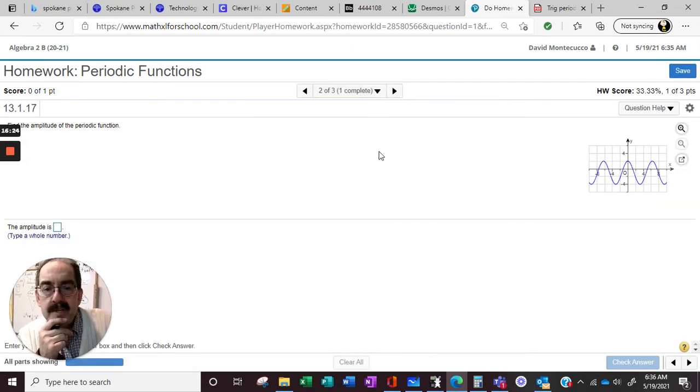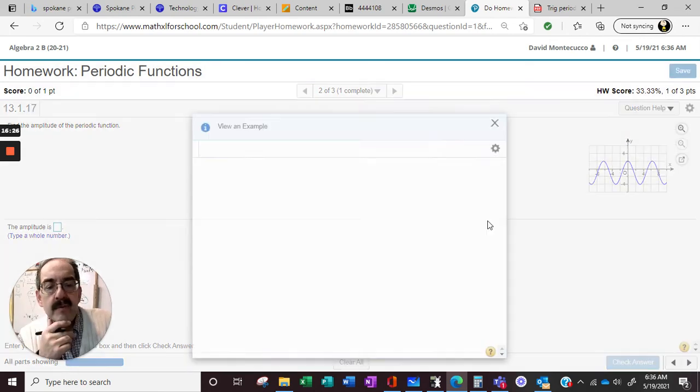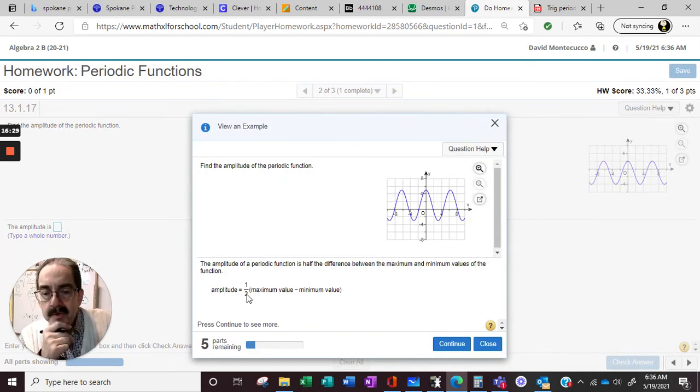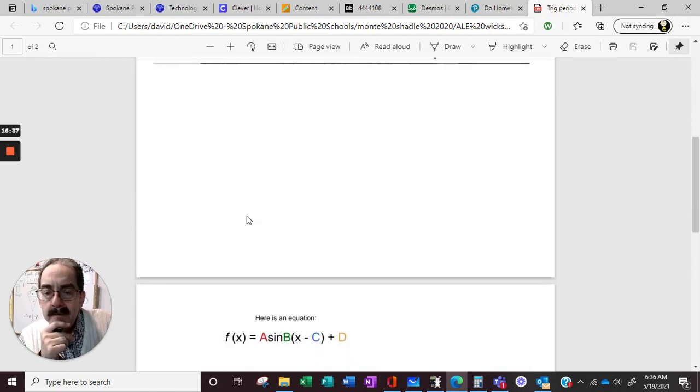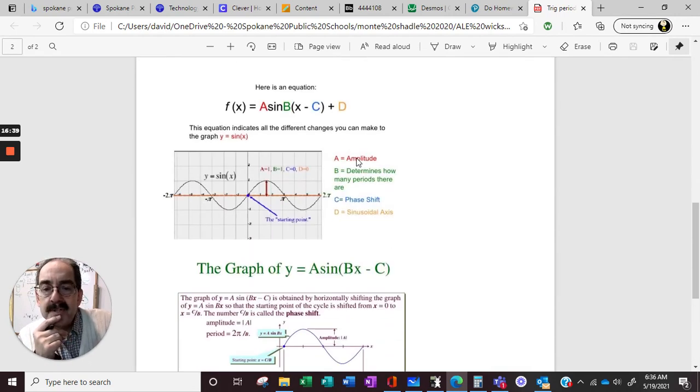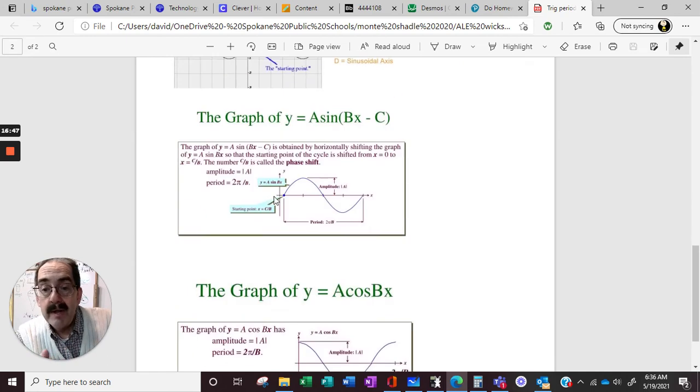Let's just do it. Amplitude. Again, view the example. The amplitude equals half the top minus the bottom. We can go to our cheat sheet and it'll talk about amplitude. The amplitude, A, is from the midline up, or they take top minus bottom, divided by 2. Halfway. The amplitude is from the middle to the top.